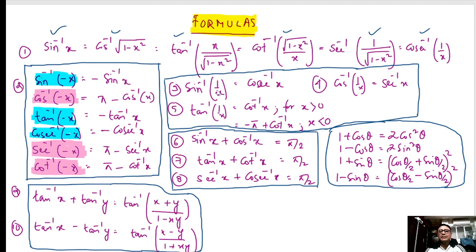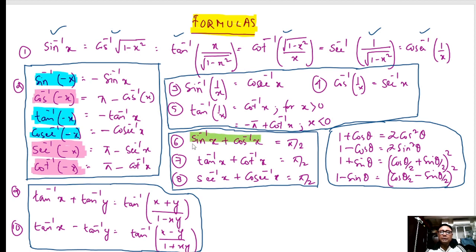Here also you have to take a note. Sine inverse 1 by x is cosec inverse x. Cos inverse 1 by x equals sec inverse x. Tan inverse 1 by x is cot inverse x for x greater than 0, and minus pi plus cot inverse x for x less than 0. Similarly, this is a very, very important formula. Please take a note of this.